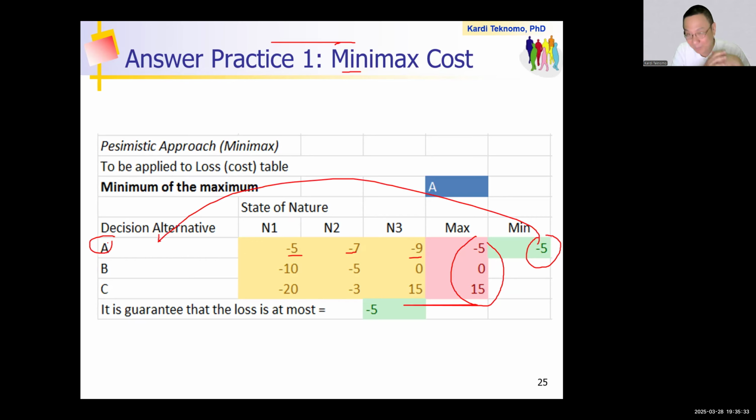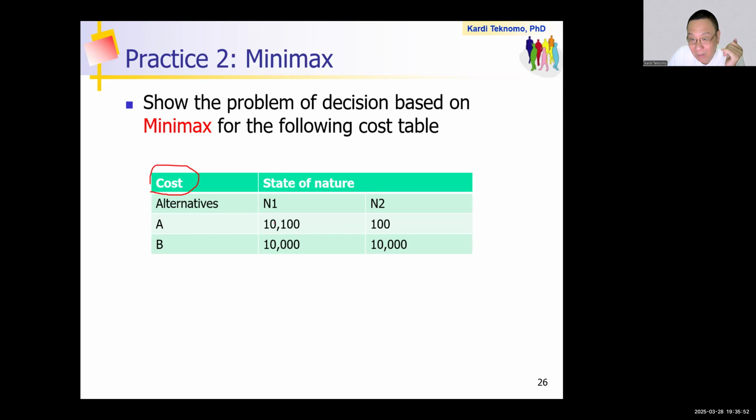Right. But now this is a cost. The larger is the larger cost. Even though the value is positive, higher number means higher cost. So can we use minimax? What you will do is max between 10,100 and 100. Which one is the maximum? 10,100. Yes. And then the second one, 10,000 and 10,000 is the same, right? So you get 10,000. So this is the max.